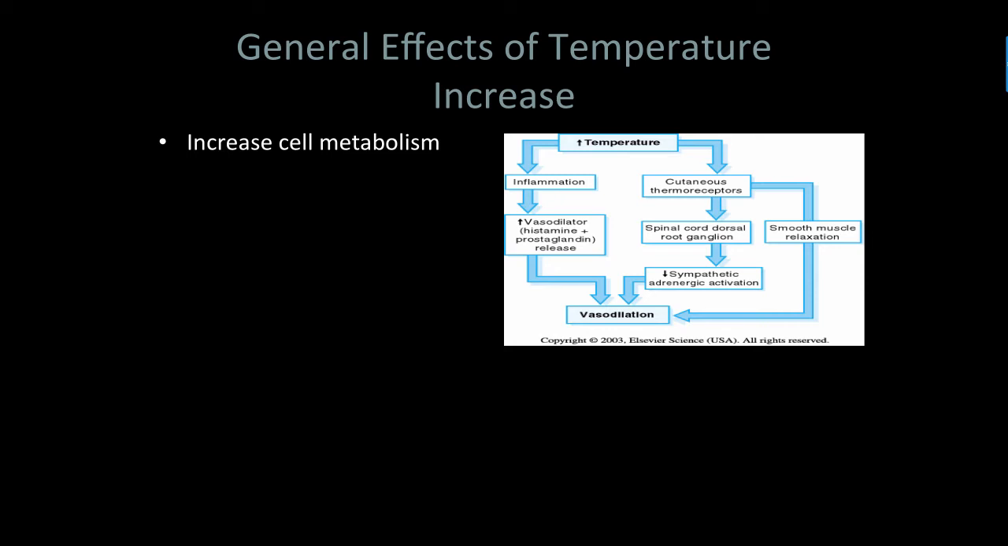So this is a diagram from your book showing the general effects of temperature. As we can see here, the bottom line is as we increase temperature, we get down to where we get some vasodilation. Whether we're going this pathway where we're exciting cutaneous thermoreceptors, getting smooth muscle contraction over to vasodilation, or again, cutaneous thermoreceptors through the spinal cord dorsal root and get some decreased sympathetic response, so get vasodilation, or going down this side where we cause a little inflammation and get some increased vasodilators released, so we get vasodilation that way as well.